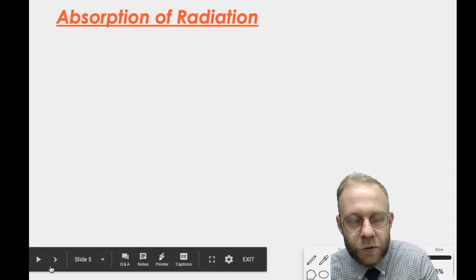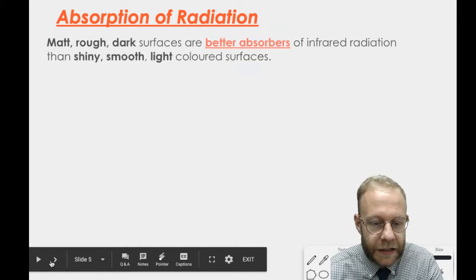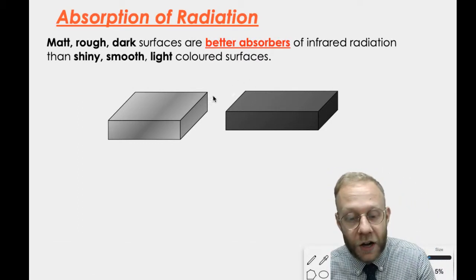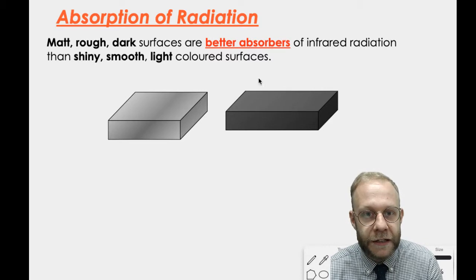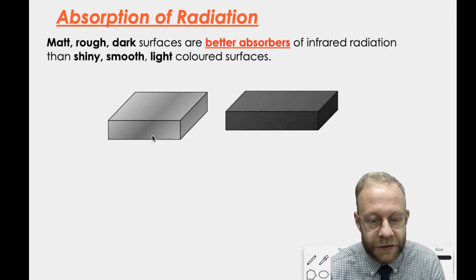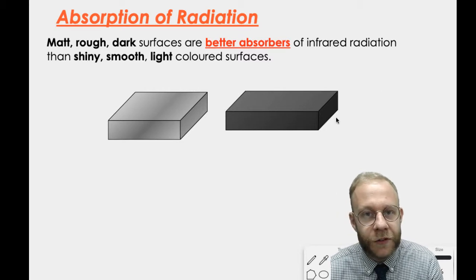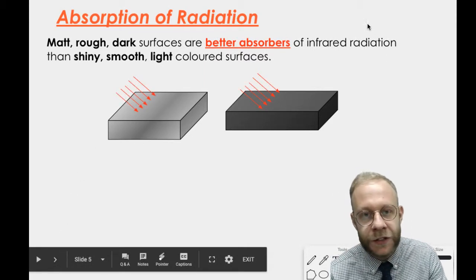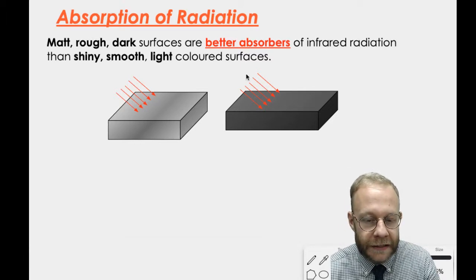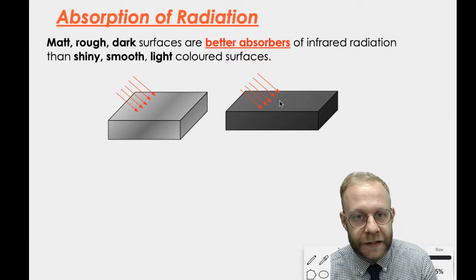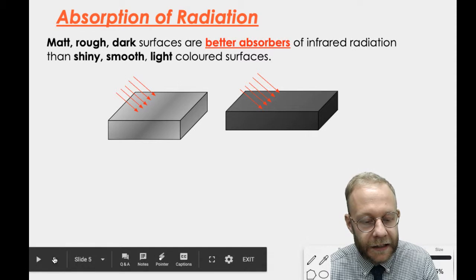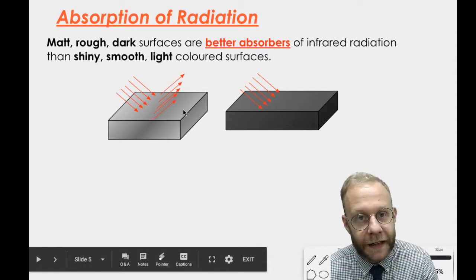So if we have a look at absorption of radiation first, if we take two surfaces, a matte, rough, dark surface like this one here, and a shiny, smooth, light-coloured surface like this one here, we find that matte, rough surfaces are better absorbers of radiation. So if we take some radiation from the outside and shine it onto both of these surfaces, what actually happens is this matte, rough surface absorbs the infrared radiation better. What that means is that less of the infrared radiation gets reflected.